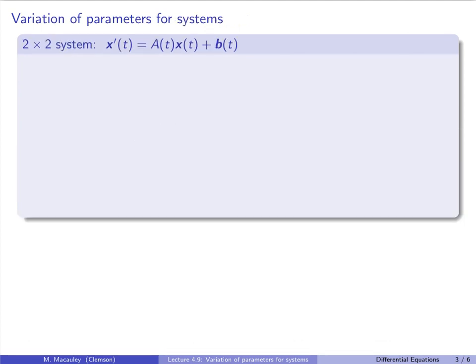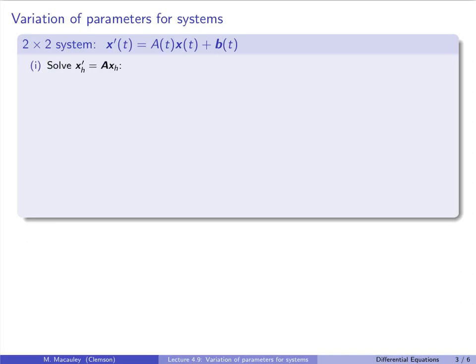Consider a linear 2x2 system of ODEs of the form x prime of t equals A of t x of t plus B of t. Now notice here I am not restricting to the case where the matrix A and the vector B have constant entries. These are allowed to be functions of t as well.